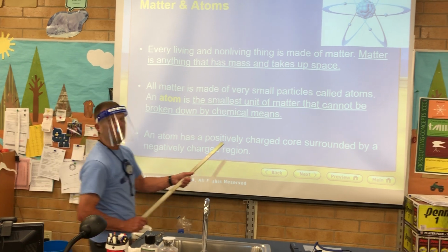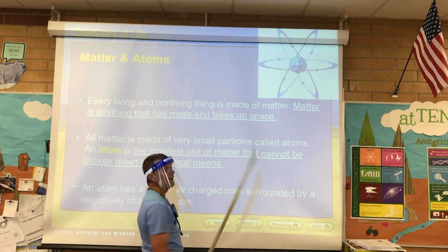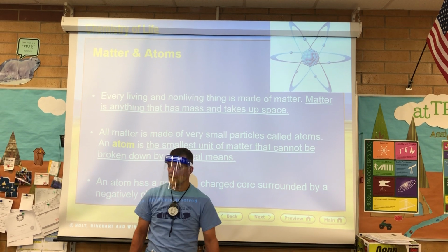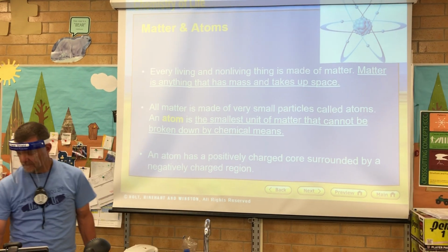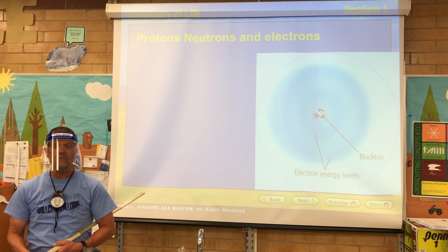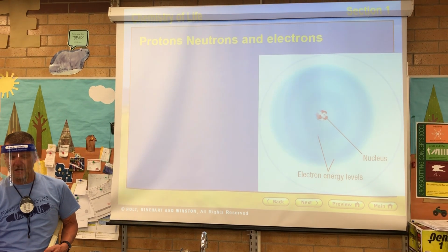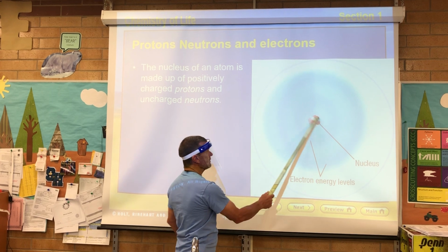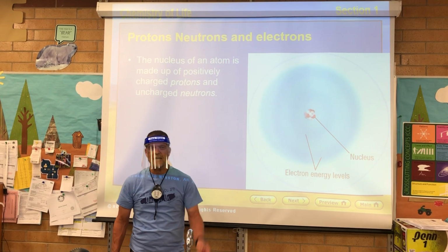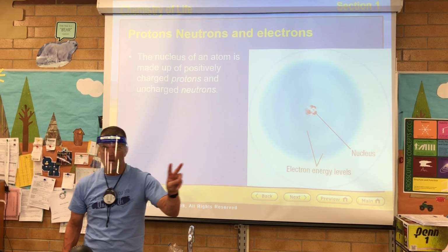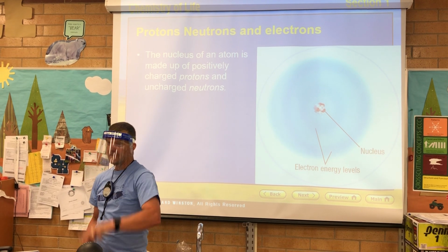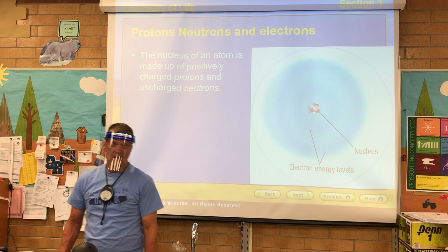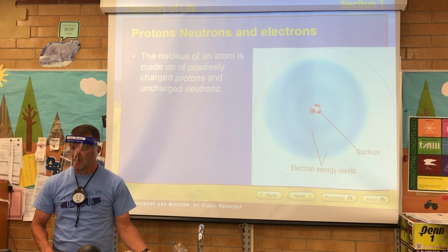Now here is the old-fashioned model of an atom. We have a new, improved, better model, and it looks like this. It's called an electron cloud. The nucleus, this little spot in the middle, has two things: protons and neutrons. The protons are positively charged, and the neutrons have no charge at all.